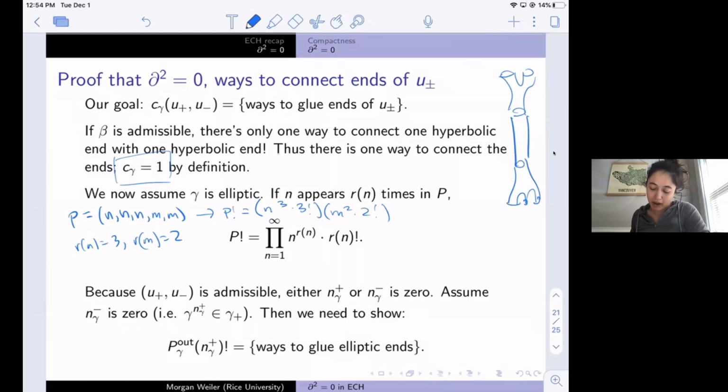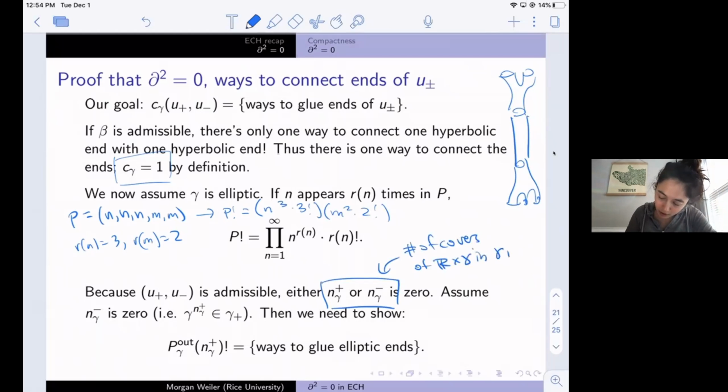So because the pair u plus u minus is admissible, either n gamma plus or n gamma minus is 0. Remember that n gamma plus or n gamma minus is the number of covers of R cross gamma in u plus or minus. Sorry, not admissible, this is wrong. This should be an ECH gluing pair. Admissible was this other definition that I was trying not to make. So because it's an ECH gluing pair, if you go back to the definition of an ECH gluing pair, only one or the other can contain covers of R cross gamma for a given elliptic orbit gamma, not both. So either n gamma plus or n gamma minus is 0. So let's just assume n gamma minus is 0 because it's easier.